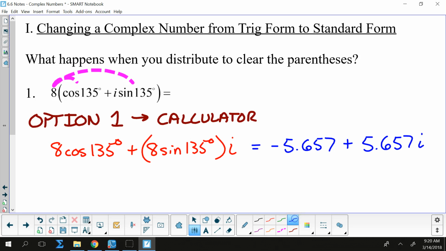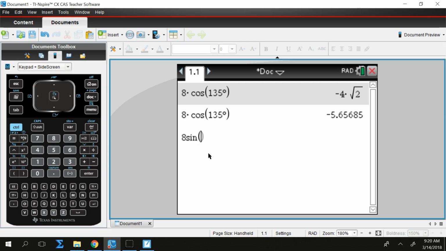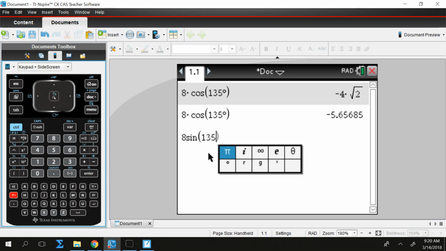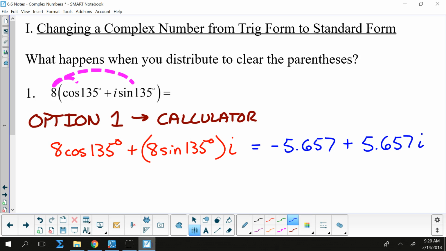5.657i. Because if I did 8 times the sine of 135 degrees, that gets me that. Okay? All right? So that's option 1. That's it. Is it always going to be like that with all the same? No. This just worked out because 135 degrees is 45 degrees up. So you want decimal form, not the exact. This would be the decimal form, yes. Calculator would be the decimal form.